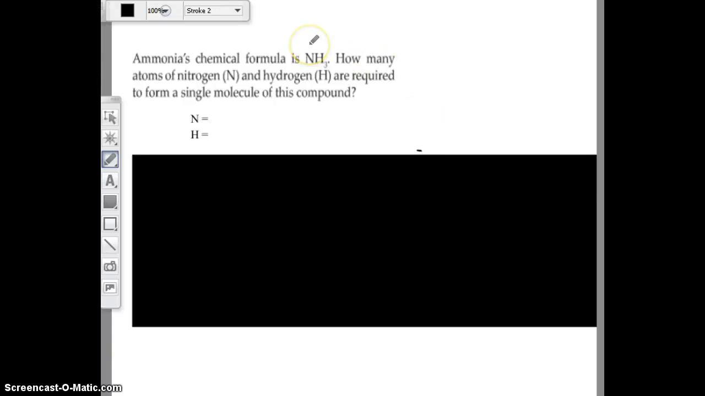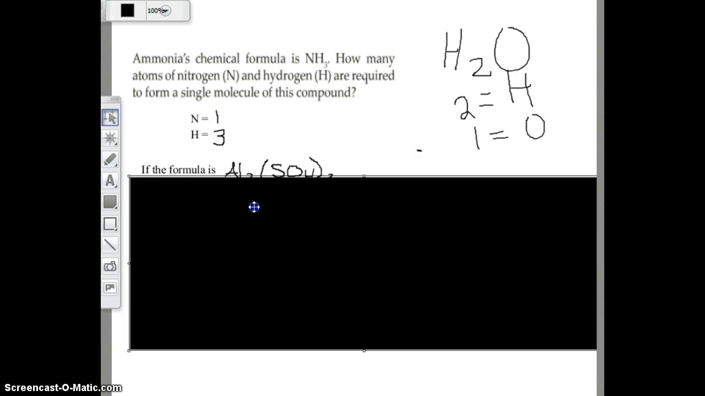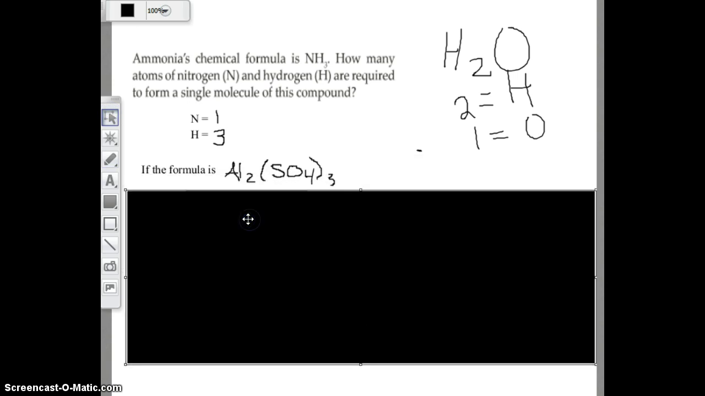So we simply look at our subscripts, and for these, if you forget, always think of one that you know. You know H2O. You know that means there's 2 hydrogens, and you know that there's 1 oxygen. All right, so N with no subscripts means there's how many? 1. And H3 means there's how many hydrogens? 3. All right, so this is about as hard as it gets.